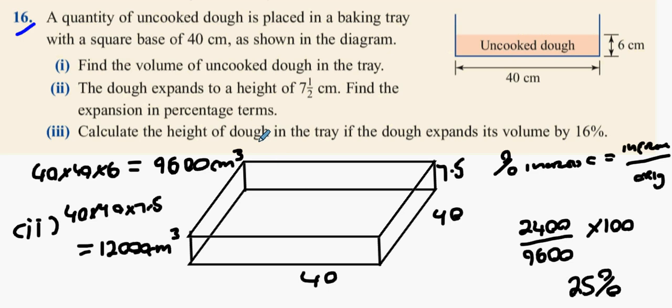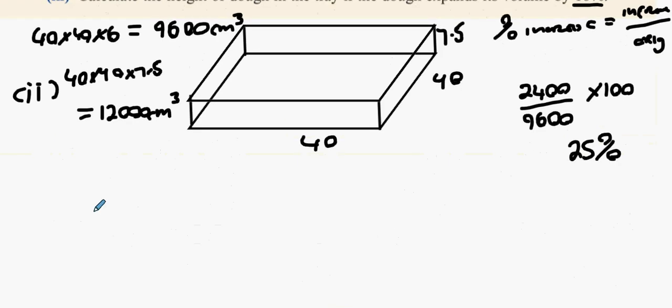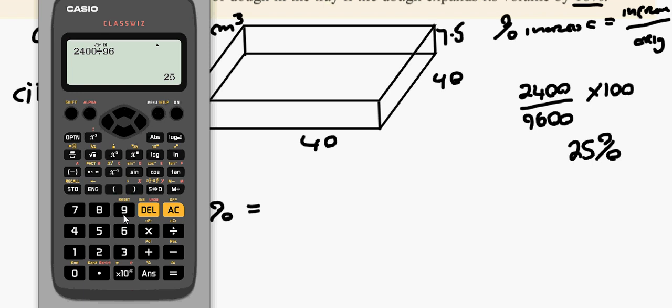Calculate the height of the dough in the tray if the dough expands by a volume of 16%. Alright. Let's get our original amount. What's our original amount again? Our original volume? And we're going to multiply that by 116%. What will that do? It will add on the 16% we're looking for. Where's the percentage sign?